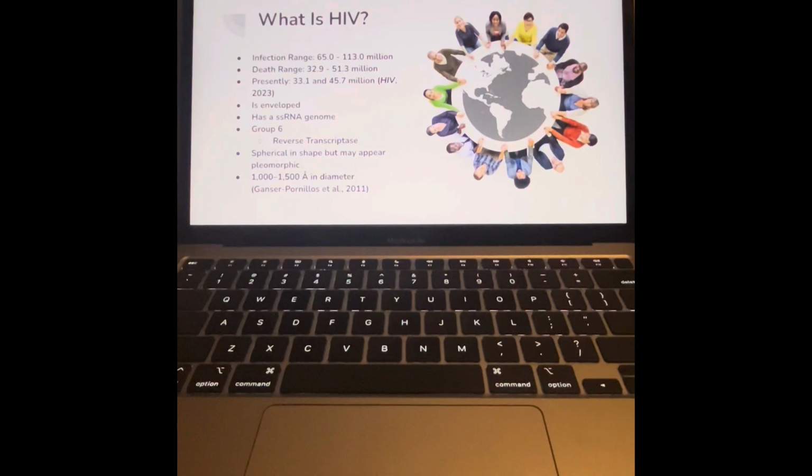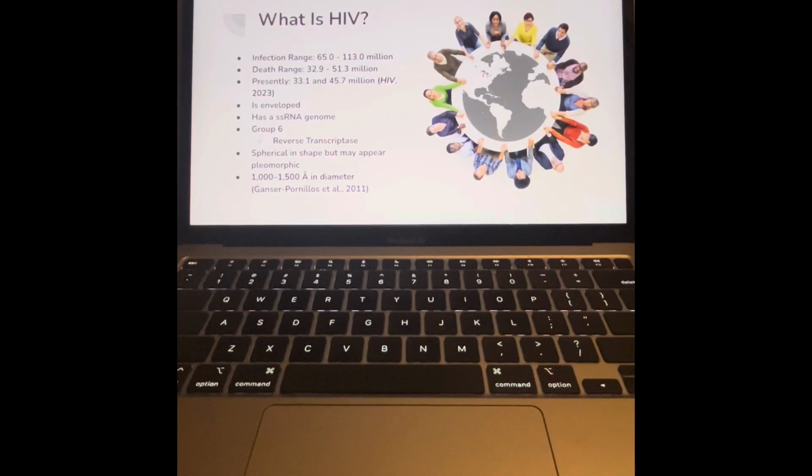What is HIV? We're going to start with a little epidemiological background on HIV, and then move on to the virology of HIV, focusing on its genetic structure and classification. It is estimated that between 65 and 113 million people have been infected with HIV since the start of the pandemic around 1984. An estimated 32.9 to 51.3 million people have died from HIV and AIDS. It's believed that approximately 39 million people are living with HIV worldwide as of 2022.